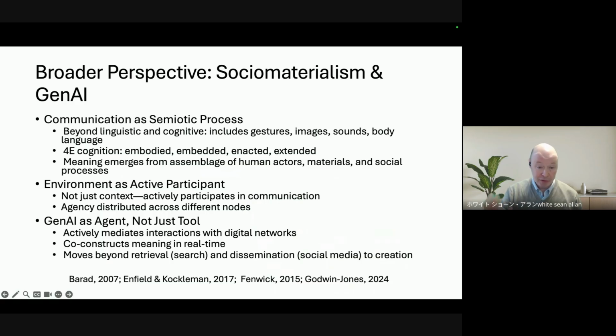Okay. And just some references down there at the bottom. I have a full list at the end that I can share.